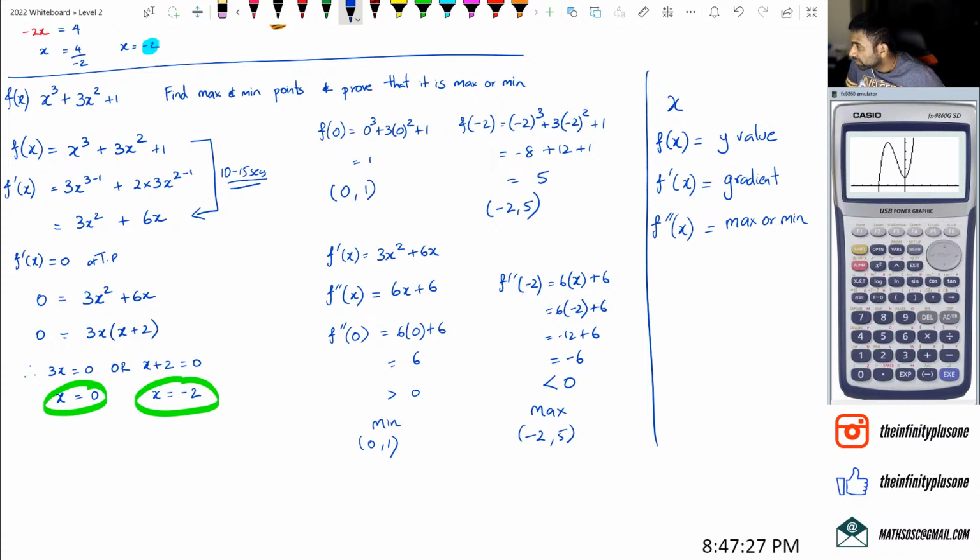So that's one of the reasons behind why we do that. In some cases, we need to know the y values, so we go back and substitute in the original equation. But when you substitute it in the gradient function, that's why we call it the gradient function. That's connected to this part here.